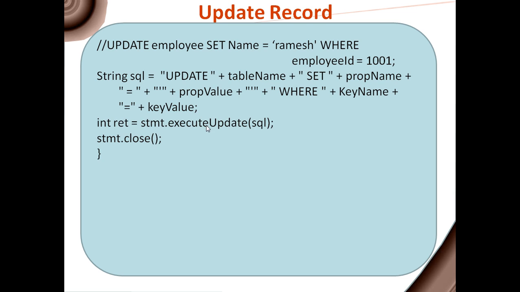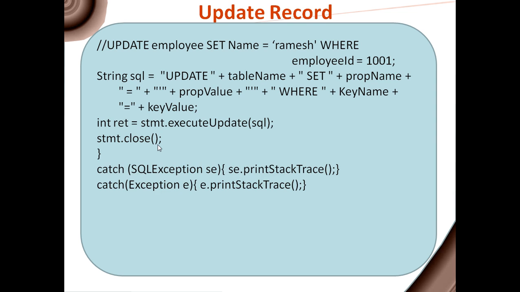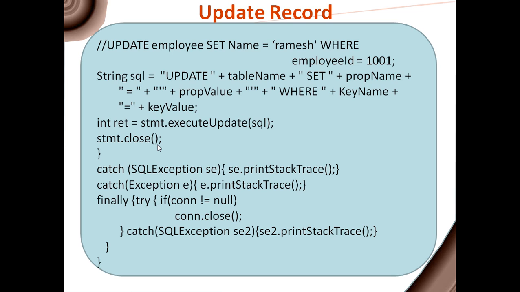Then once you are done, you do the statement dot execute update. Once you are done, you can use this return value to do the further checking, which is not shown in this code, because it is your own decision whether it is successful or not. You can take a decision, otherwise you might flash an error and stuff like that. Once you are done with it, then you can actually do the closing. So statement dot close. Then you can catch the exceptions, which are SQL exception as well as a plain exception. Then you can have a try catch block, and as a part of the finally block, you can actually close the connection.